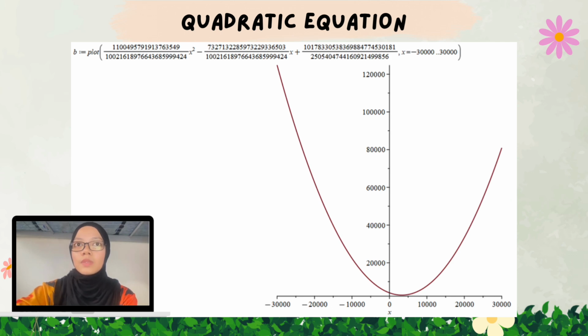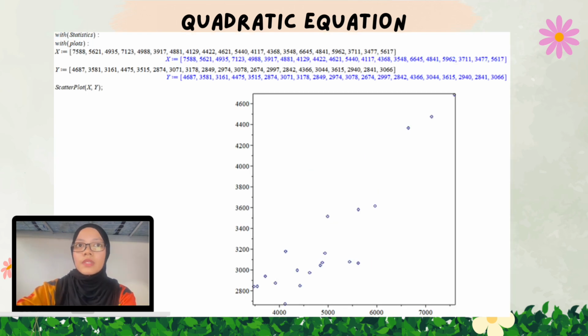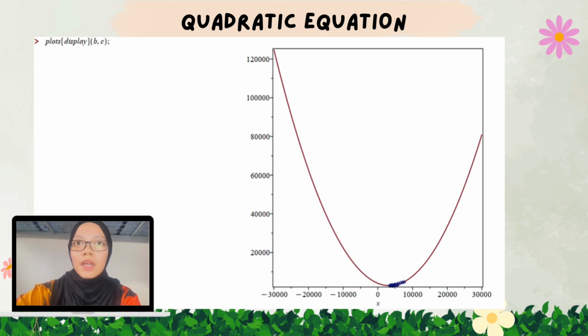So this is our graph for the quadratic equation. We can see for the quadratic equation, we get the curve graph, and for the scalar, we use a equal to negative 3000 and 3000. This is our scatter plot for the quadratic equation. So this is our graph for the quadratic equation when we combine the curve graph and scatter plot.